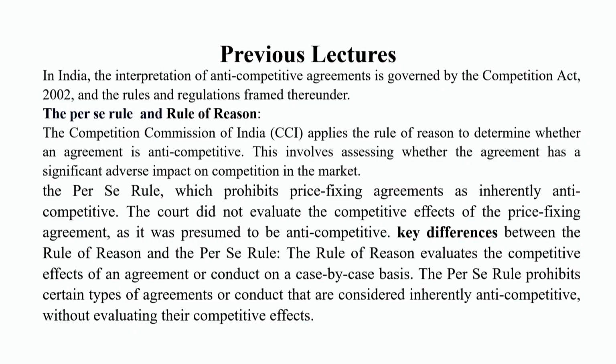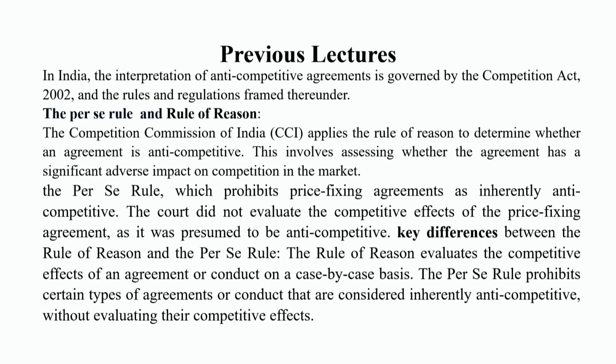On the other hand, the per se rule is a presumption. It is a rule of evidence where it is presumed that the particular agreement, activity, practice or conduct falls within the meaning of anti-competitive practices. The key difference between the two is that the rule of reason evaluates the competitive effect of an agreement or conduct on a case by case basis, whereas the per se rule prohibits certain types of agreement or conduct that are considered inherently anti-competitive, without evaluating their competitive effect.